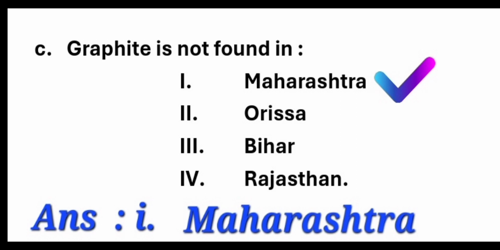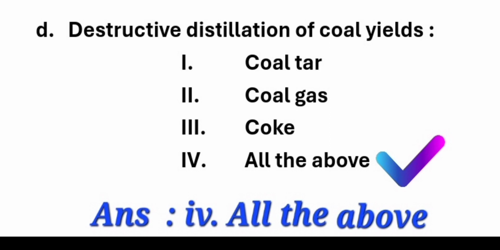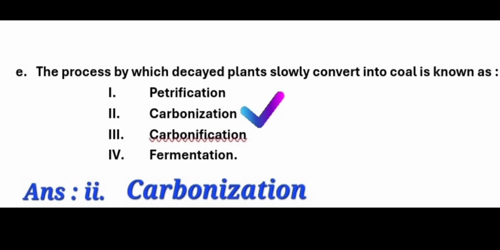Next we come over to subpart D. In subpart D, the question is the destructive distillation of coal yields what products? So the first option is coal tar, second is coal gas, third is coke, and the fourth is all the above. So naturally the answer would be all the above because the rest 3 are all obtained by destructive distillation of coal. Subpart E is the process by which the decayed plants slowly convert into coal. So this process is called carbonization of coal, not putrefaction, not any other process.